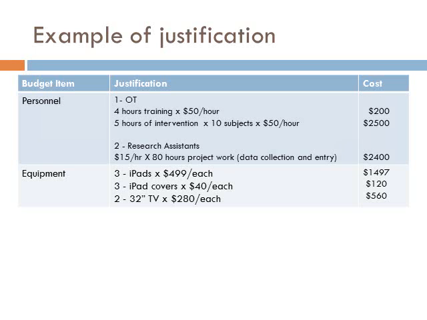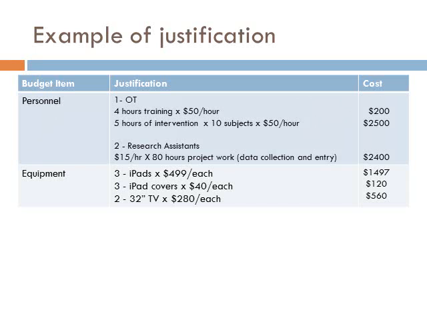So let's say you're hiring an OT to give a very specific intervention. You'll have the personnel justification as one occupational therapist. You're going to spend 4 hours in training with that OT. You've agreed on a rate of $50 per hour as a per diem rate. So training will cost $200 for the occupational therapy cost. And then the OT will be responsible for 5 hours of intervention for 10 subjects at $50 an hour, which will be a total cost of $2,500. Similarly, you're going to hire 2 research assistants who will be paid $15 an hour for an expected 80 hours of project work.